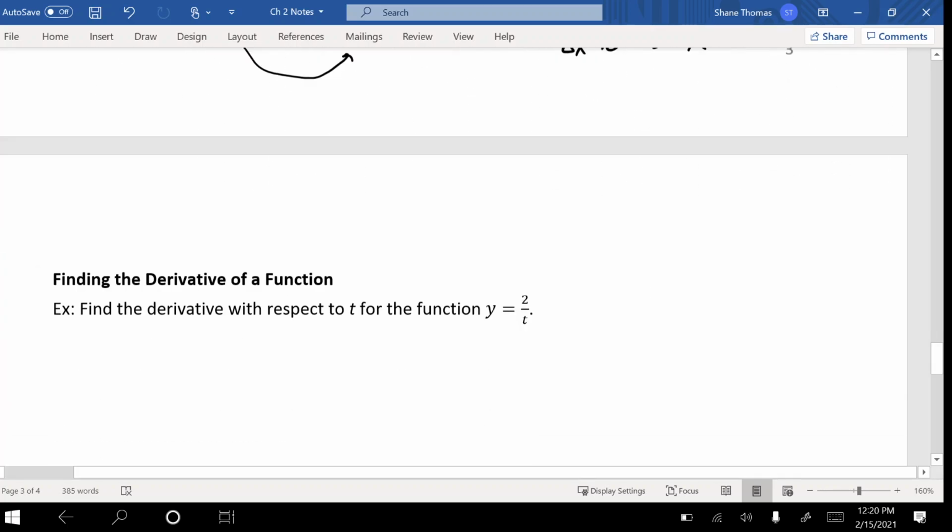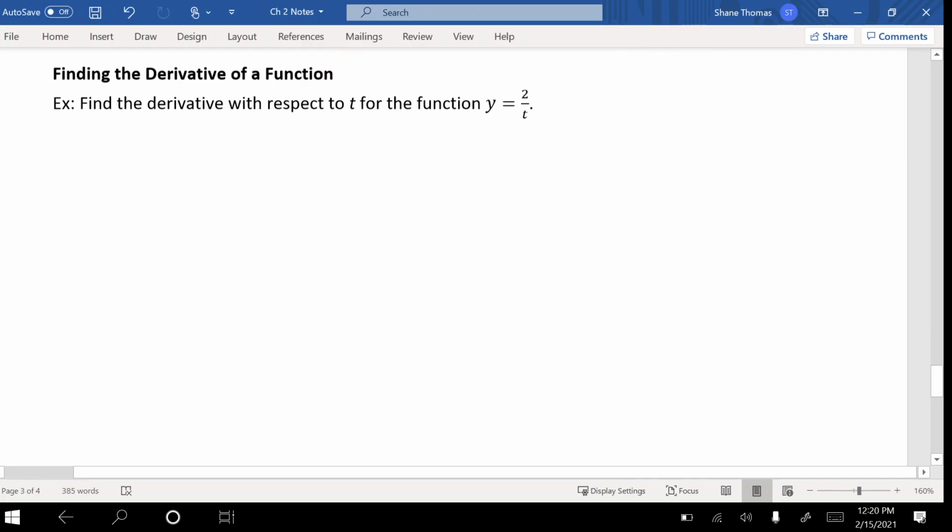Last one. Find the derivative of a function. So I'm going to find the derivative with respect to t for the function y equals 2 over t. The only reason I did this, I just changed the letters up so you guys don't fall in love with the delta x thing. This one is just delta t. Okay, so you're going to see this type of formation.